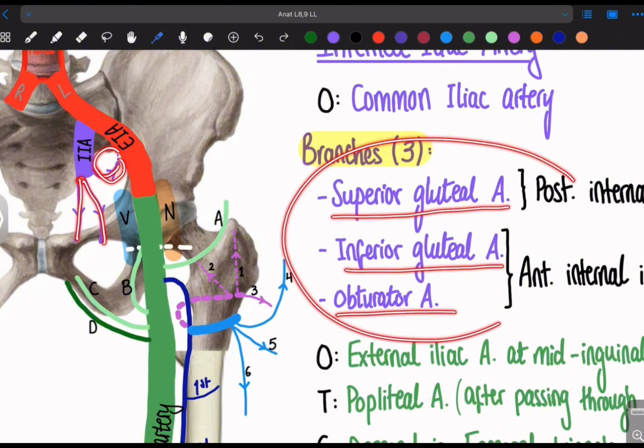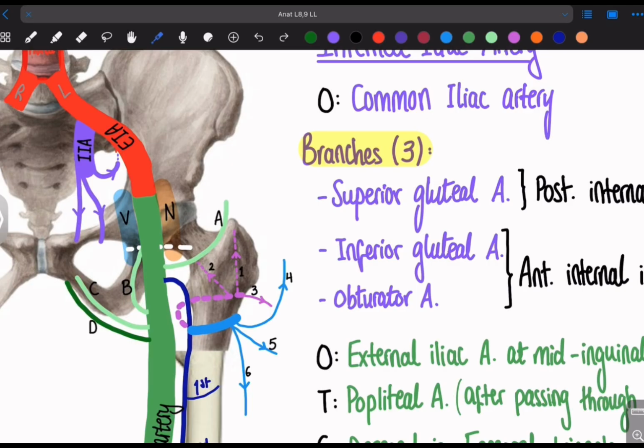And all these are branches of what? The internal iliac artery. Okay? Clear. Now let's move to the next part. Right, we said the common iliac is going to divide into internal and external. Let's continue and see the external. The external iliac artery is not really important in the lecture. We don't have to know anything about it. What we need to know is that it changes its name into femoral artery, and this is very very important.